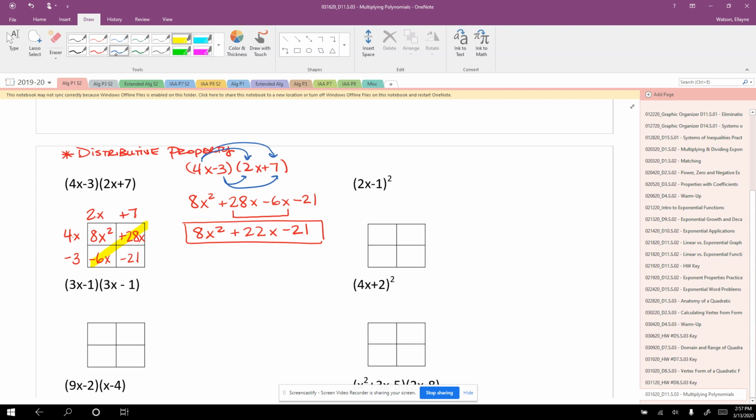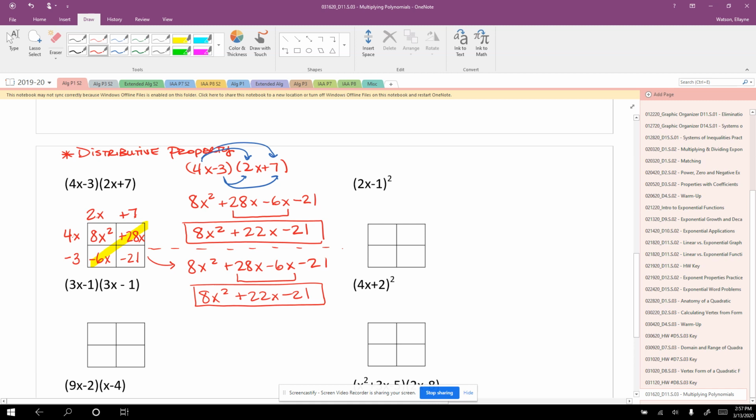I'm going to write this one down here. I'm going to draw this line so you can see the two different methods. I'm going to write each term out: 8x squared plus 28x minus 6x minus 21. You could probably already see that we're going to get the same answer as the first method: 8x squared plus 22x minus 21. And there we go. We just multiplied these binomials using two different methods. Now going forward, I'm going to show you mostly the box method.